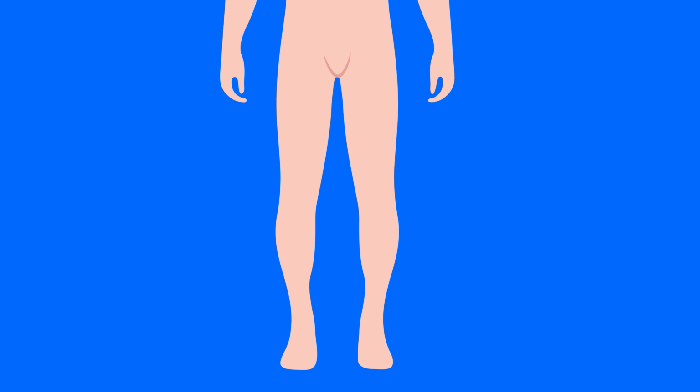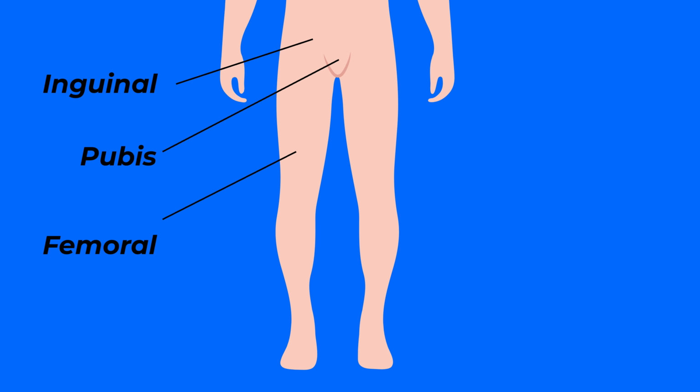Let's look at the lower extremities now. We're going to start off with inguinal, meaning groin. Pubis for the pubic region. Femoral for the thigh or the upper leg. Patellar, referring to the kneecap. Crural for the lower leg.